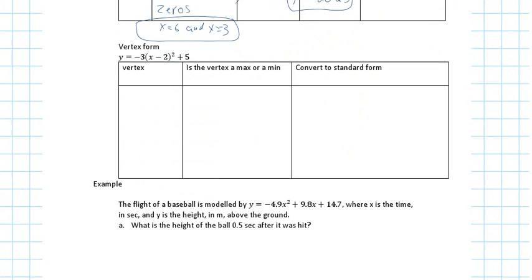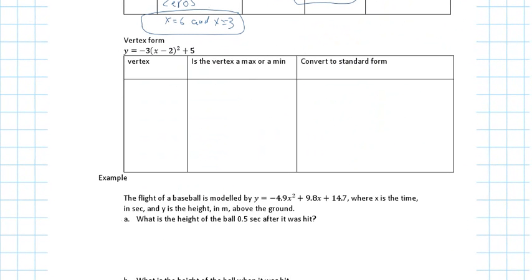So, vertex form is y equals negative 3(x minus 2) squared plus 5. That means my vertex is 2, 5. Is the vertex a max or a min? And how do you know that? A value is negative, so it's going to open down. So that means I have a max. Perfect. Isn't it a max if the number is bigger than one, or is that different from that stretch?